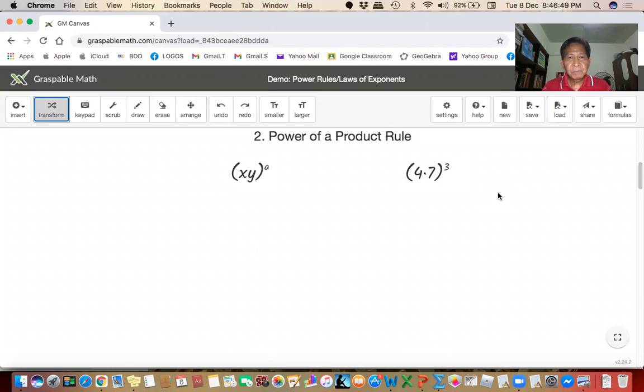Rule number 2, power of a product rule. As you can see, in both cases, you have an exponent outside. Let's see what happens. I can still simplify this, but I won't do it anymore. Just observe what happens to the exponent when you apply the power of a product rule.